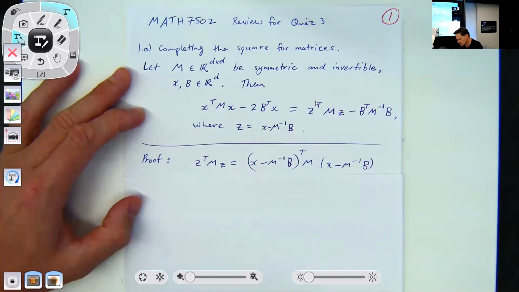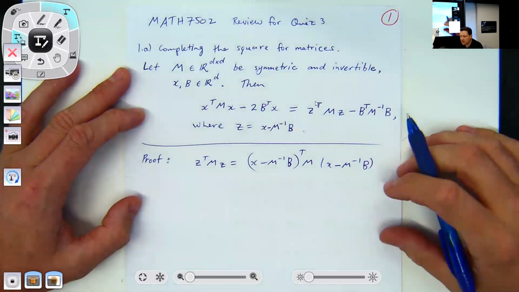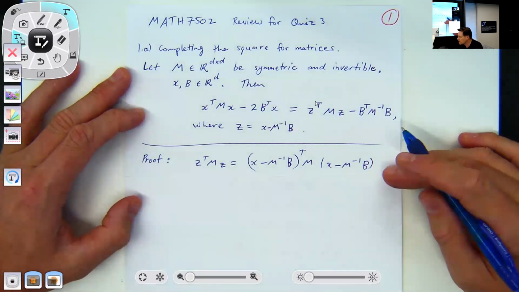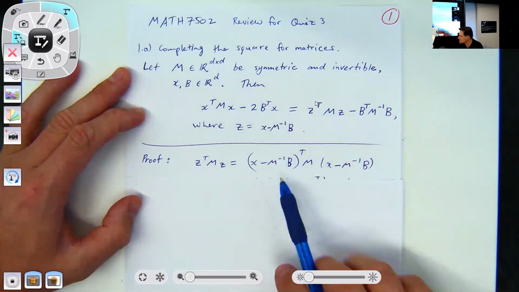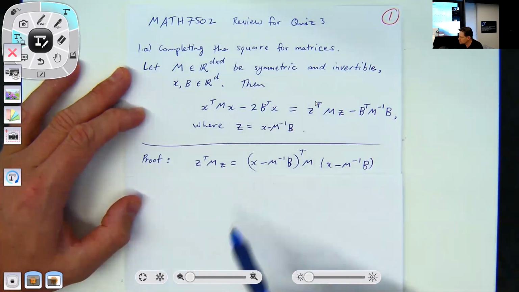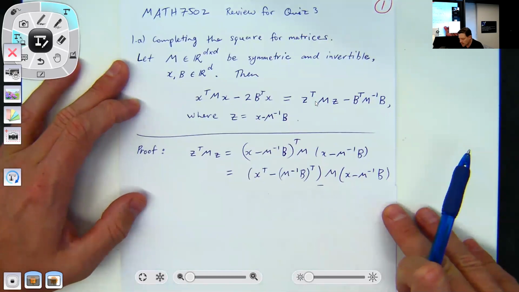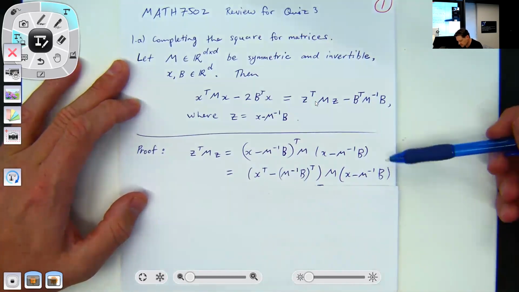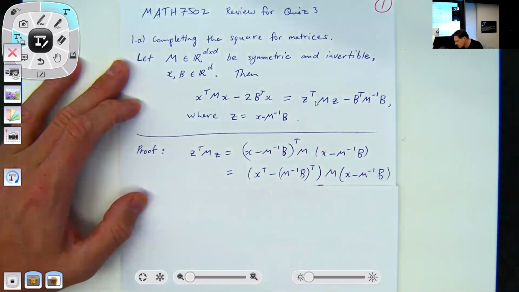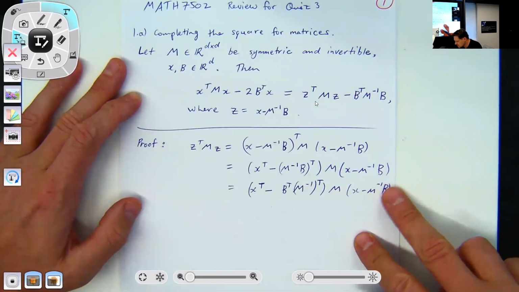Okay, so subbing in. Next, I want to apply the transpose inside the bracket, and I can just do that, because this is a sum of two column matrices. And so I can just apply that transpose inside the brackets. That's our first step: apply it inside. And you can see that's just what I've done there. Now, next, we want to evaluate what this is.